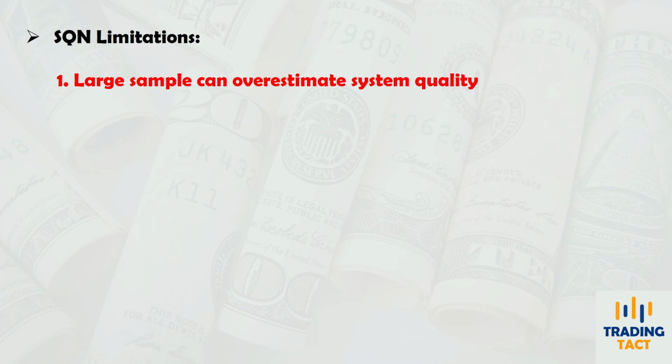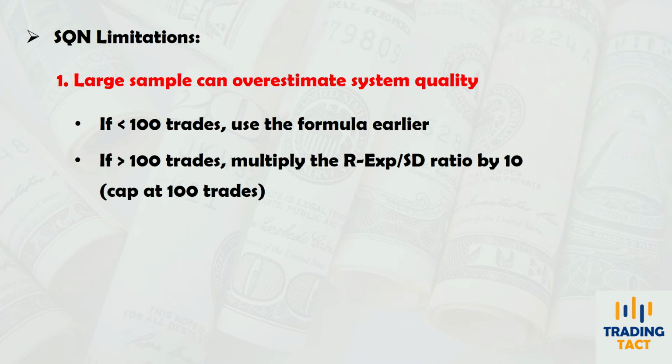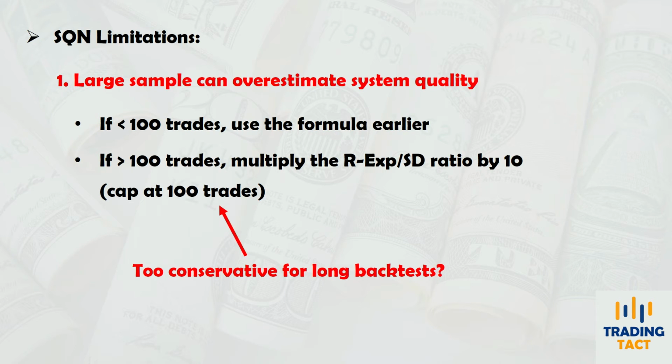Dr. Tharp mentions that a large sample size can overestimate the quality of your system. To overcome this, he proposes the following. If you have fewer than 100 trades, simply use the standard SQN formula mentioned earlier. If you have over 100 trades, multiply the ratio between the R expectancy and the standard deviation by 10. This assumes you have only 100 trades. If you're an algorithmic trader with a multi-year backtest, chances are the second point applies to you. Depending on your sample size, this approach can be too conservative for many.